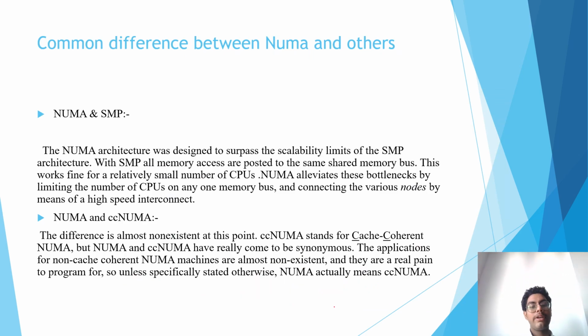So what are the common differences between NUMA and others? By others here I mean SMP. And what is SMP now? SMP is symmetric multiprocessing, and NUMA and CC-NUMA.